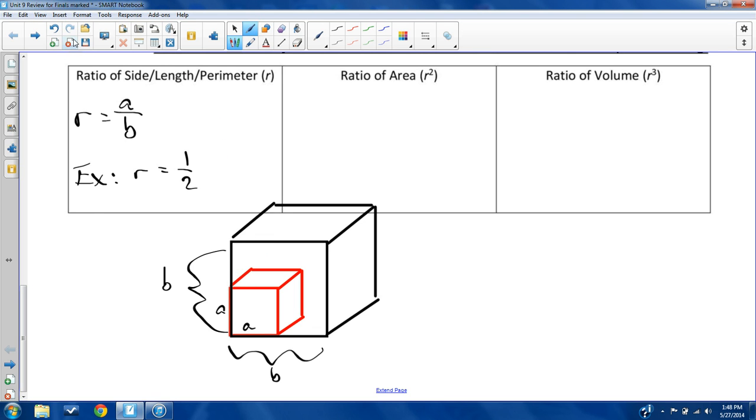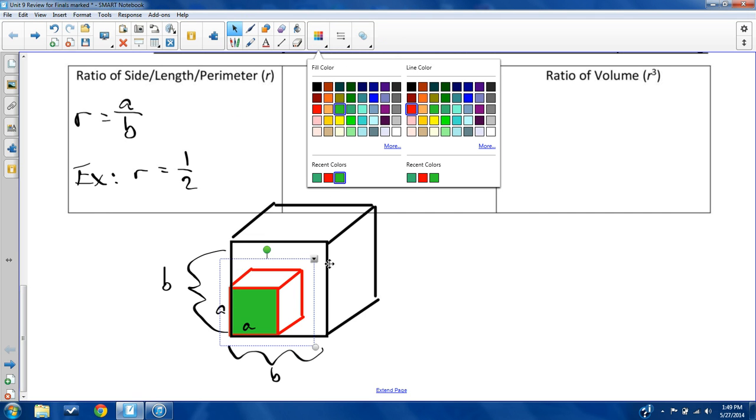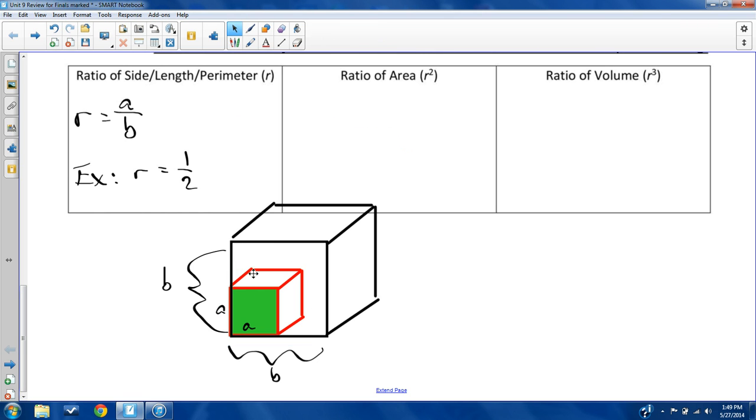Okay, ratio of area. Let's say I just want to look at the facing here of that square. And so I will fill it, that color right there, green. So look at the green right here in comparison to the white of this cube. I want to say how many green squares does it take to fill this first square right here? It takes 1, 2, 3, 4. Right, so now we're looking at a ratio of area here of 1 to 4.